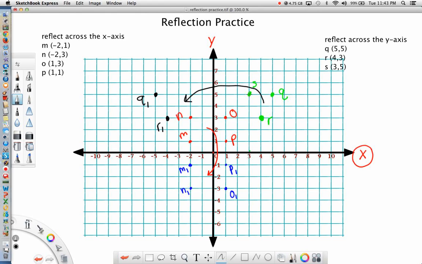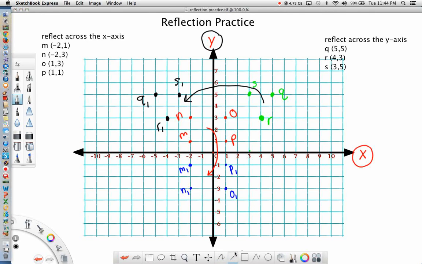And then point S, it was 5 above. It'll stay at 5 above, but what does change is it was 3 to the right. Now it's going to be 3 to the left, which would be -3. That is our new S value. Okay, so the opposite is true with reflecting across the y-axis. Our y values stay the same and our x values become their opposites.